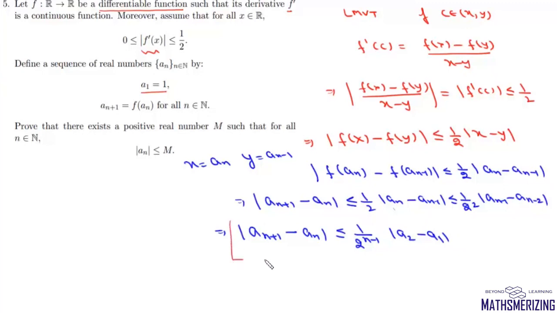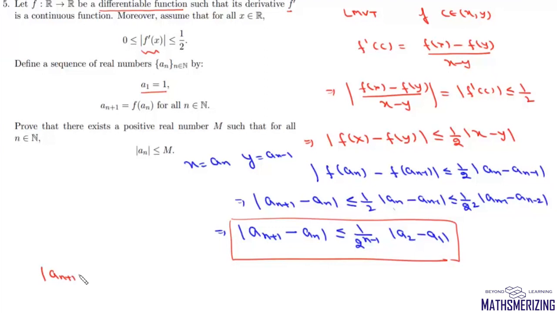So now we'll be using this result to prove that mod of an is less than or equal to some number m. So what we'll do is we'll write mod of an plus 1 minus a1. Now we can write mod of an plus 1 minus a1 as mod of an plus 1 minus an, then plus an minus 1, and then plus it'll continue up to a2 minus a1.